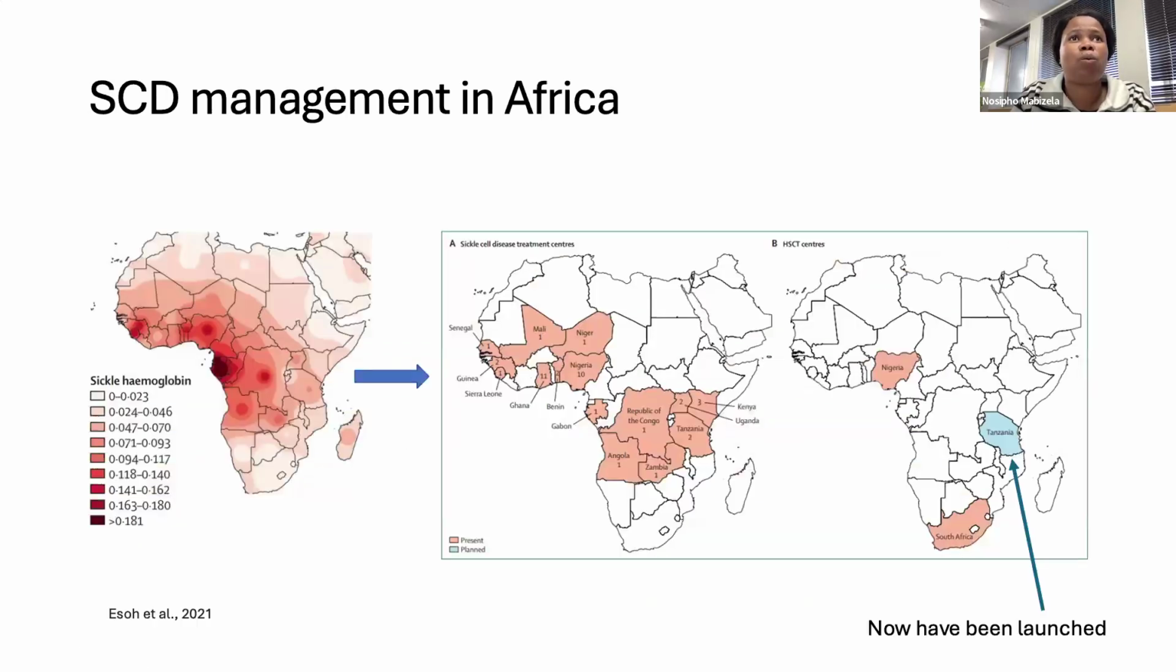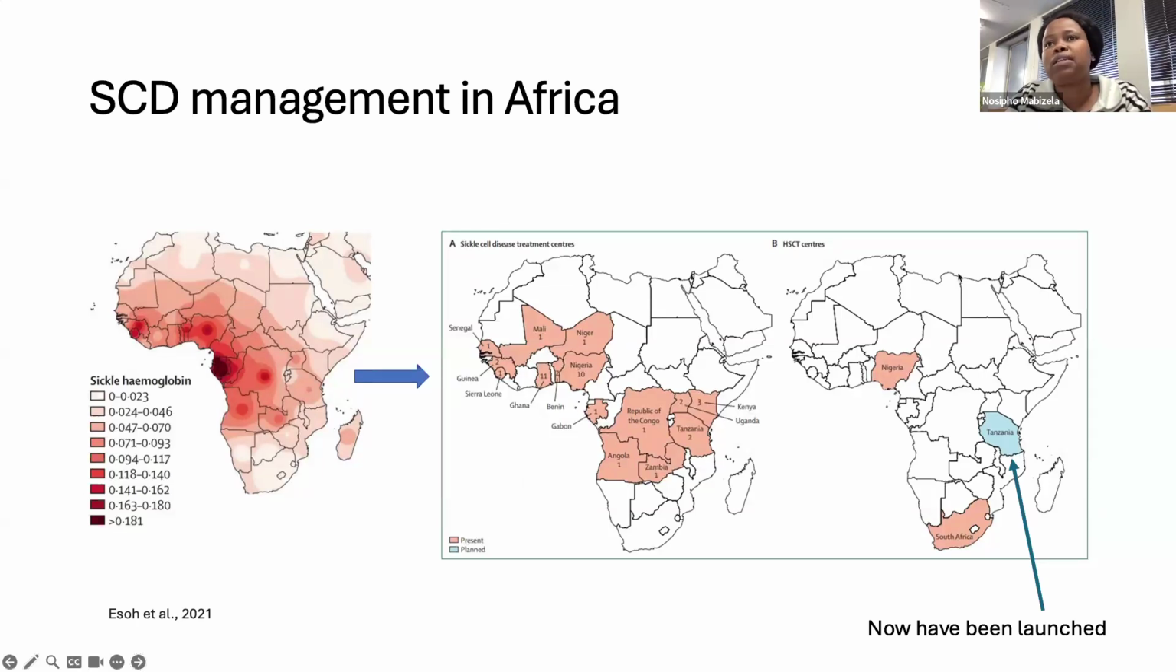I just want to share what has been published recently, I think by Kevin. So Kevin published this data looking at the frequency of sickle cell disease compared to the countries that have sickle cell disease treatment. If you look at this, I think it's A, you see that the ones that are shaded are where the treatment centers are available.